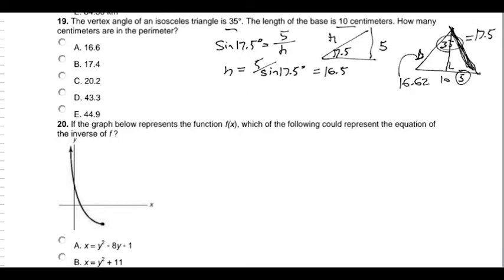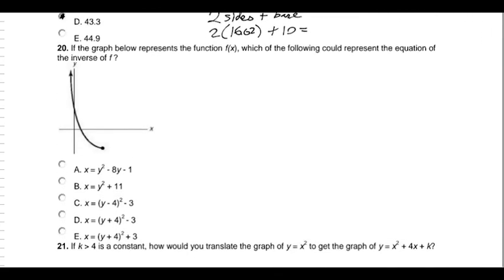So we need two sides and the base. So two sides plus the base: 2 brackets 16.62 there plus the 10. Okay, and that will give us a total length of 43.3. So the answer is D.